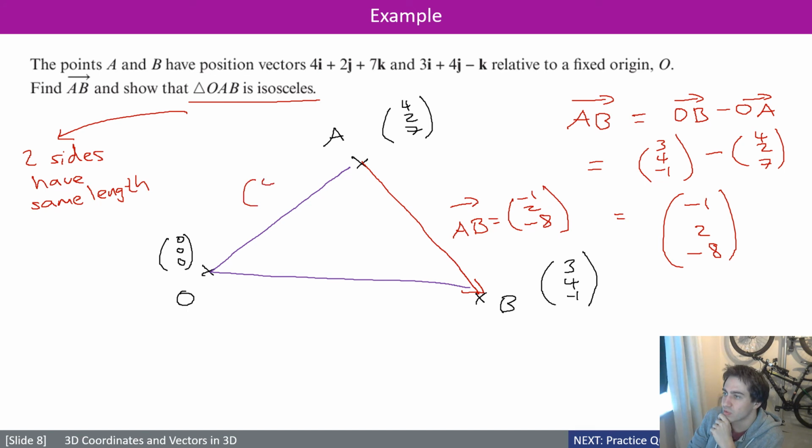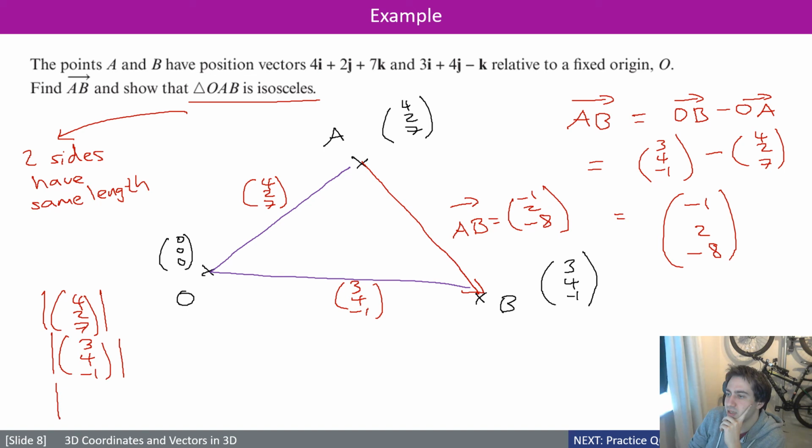Well, OA is (4, 2, 7), as we know. OB is (3, 4, minus 1). Thus, we now have all three vectors corresponding to the three sides, and therefore we can find their lengths, and then compare if we have two that are the same. So you'll literally find the magnitude of (4, 2, 7), the magnitude of (3, 4, minus 1), and the magnitude of the other one, (minus 1, 2, minus 8). Sum of the squares, square rooted, and we end up with root 69, root 26, and root 69.